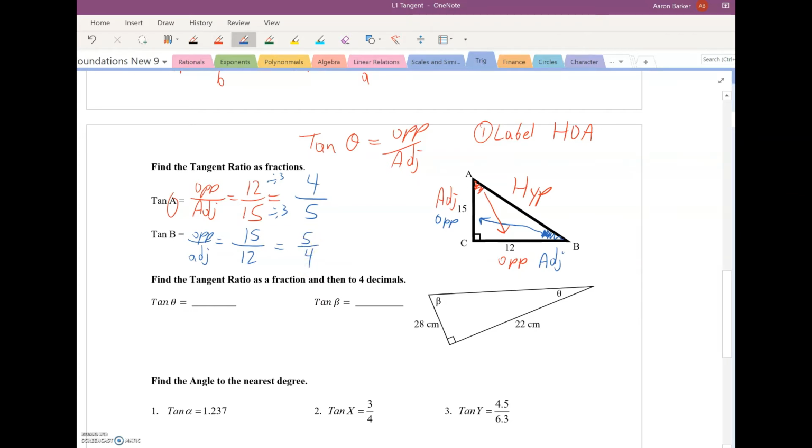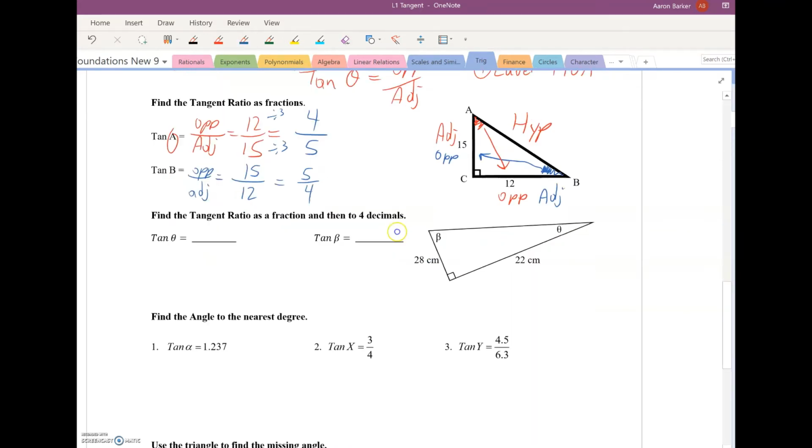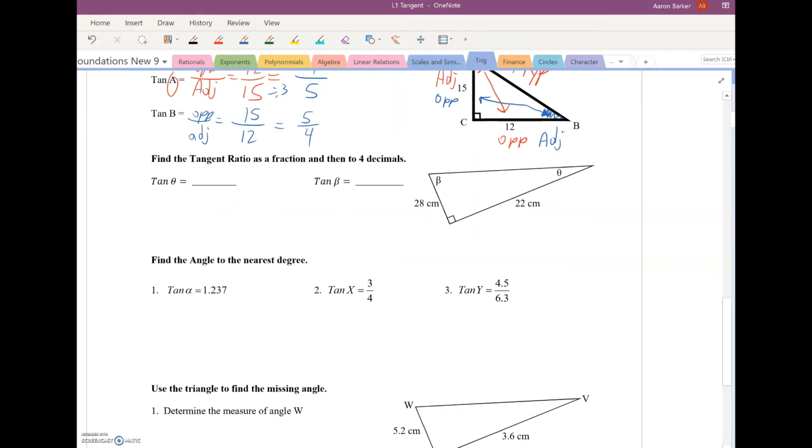Most of the time we leave them as fractions, but sometimes you'll be told to go to decimals after you find the fraction. So let's practice this question here. Label your HOA. Do it now. Okay, now that you've labeled your HOA, this is your hypotenuse. For tan theta, this is your opposite side. And this would be the one that's left over, your adjacent side.